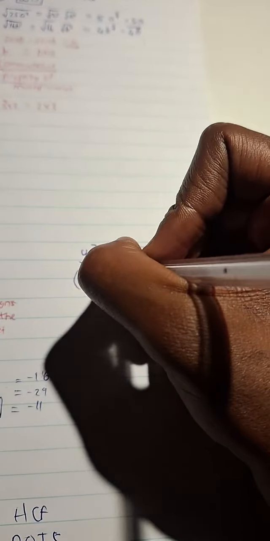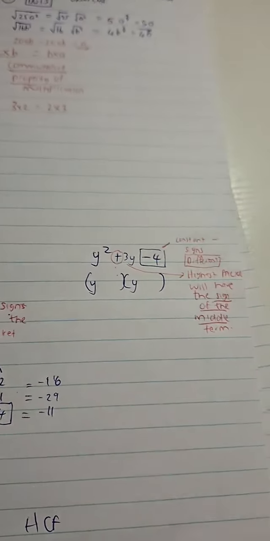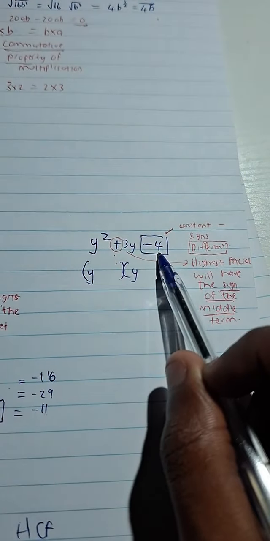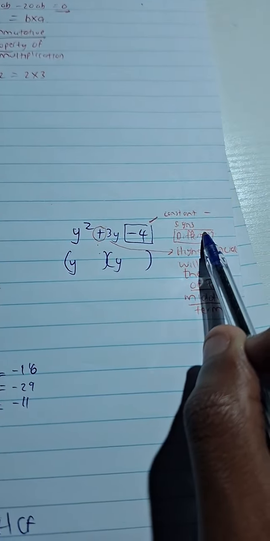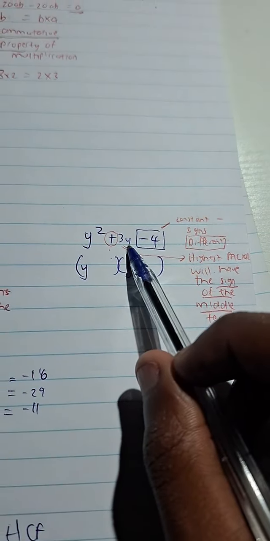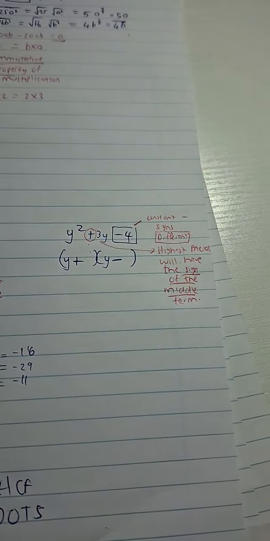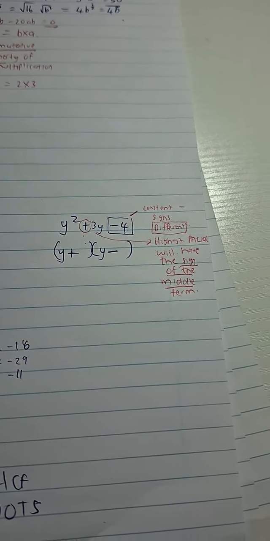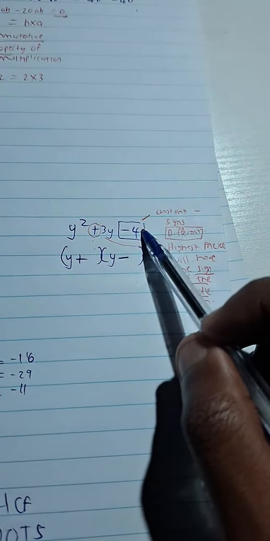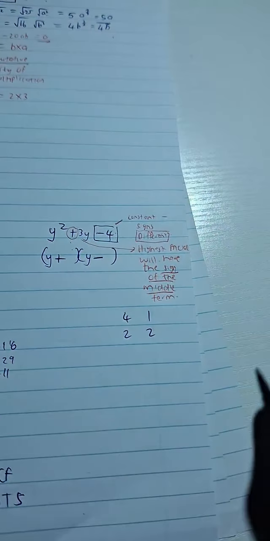We would obviously open 2 brackets. Our y and our y would be there. Our signs will obviously be different. And the sign of the highest factor will be positive. So I'm going to say positive, negative. Okay, does that make sense? Then after that, I'm going to check for the factors of 4. We have 4 and 1. We've got 2 and 2.